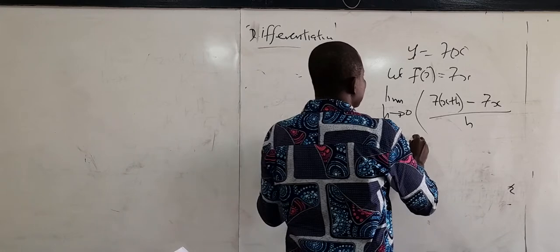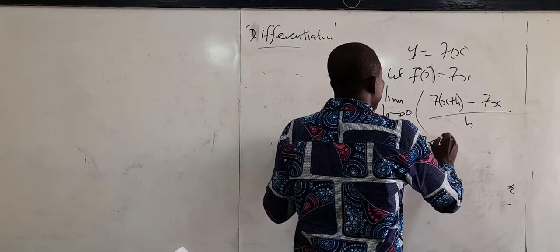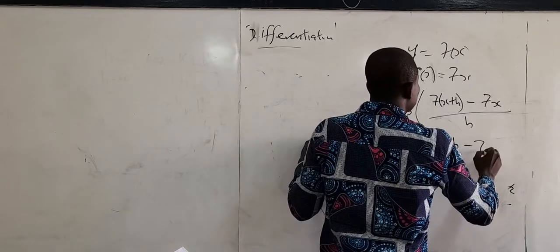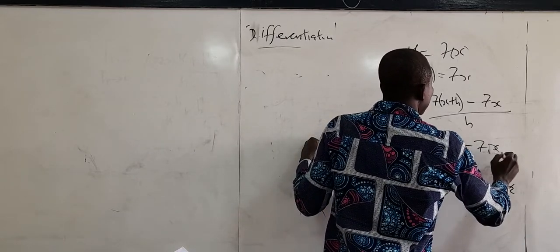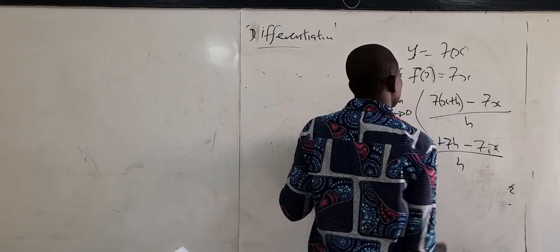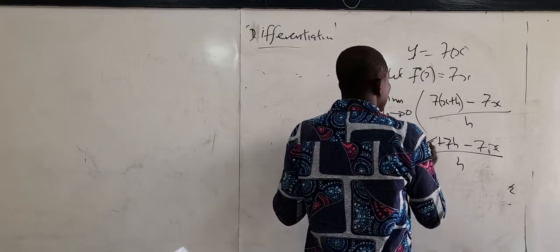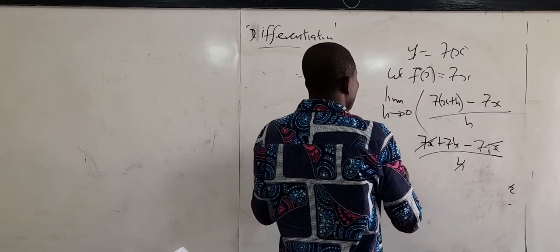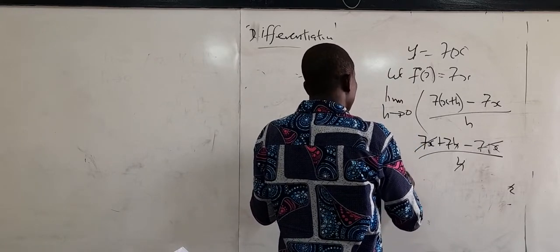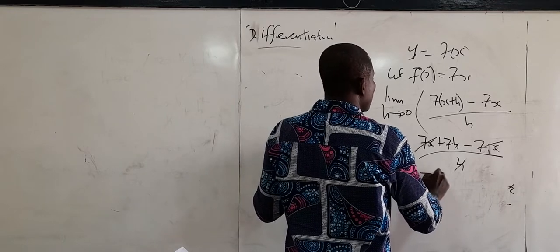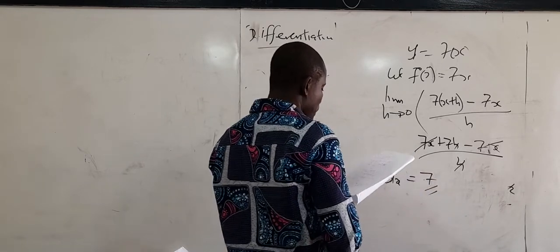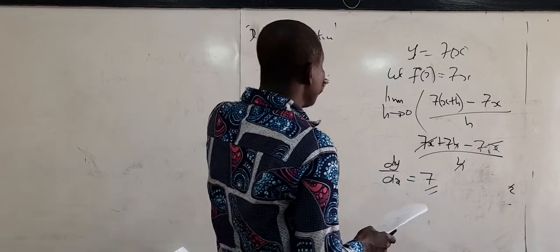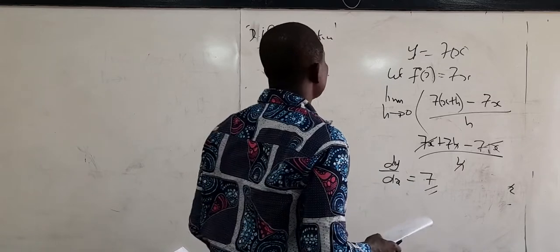So if I open the bracket, I'm going to get 7x plus 7h, minus 7x, all over h. So 7x minus 7x will go, then h will cancel h. So the limit, dy/dx, is equal to 7. dy/dx is equal to 7. And you can try it. If you use the ordinary way that we went through, that's what you're going to get.